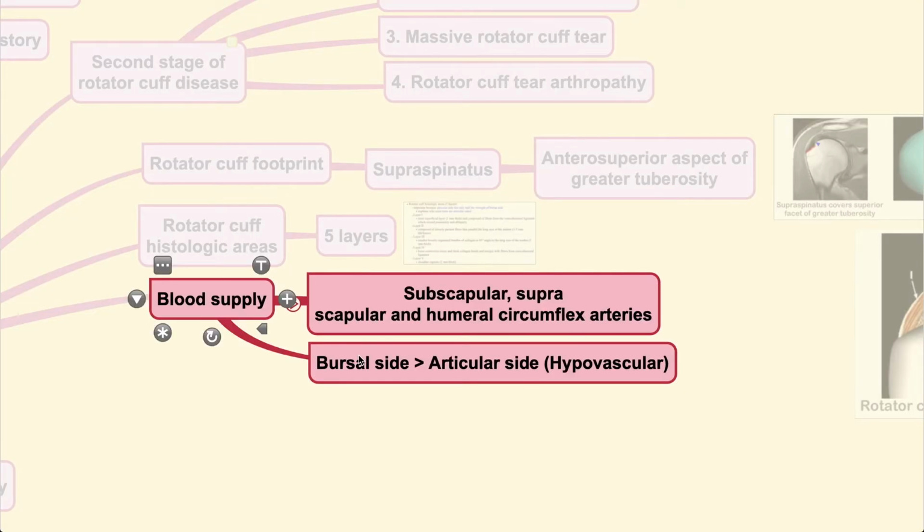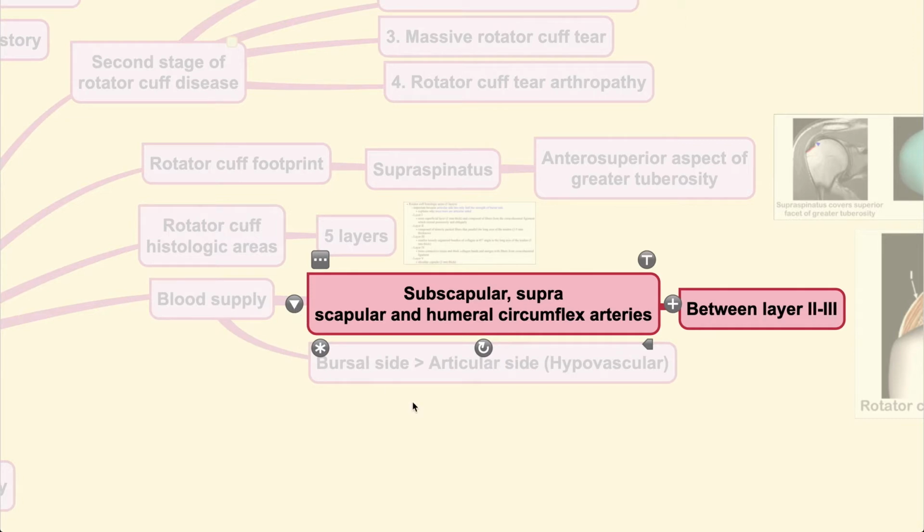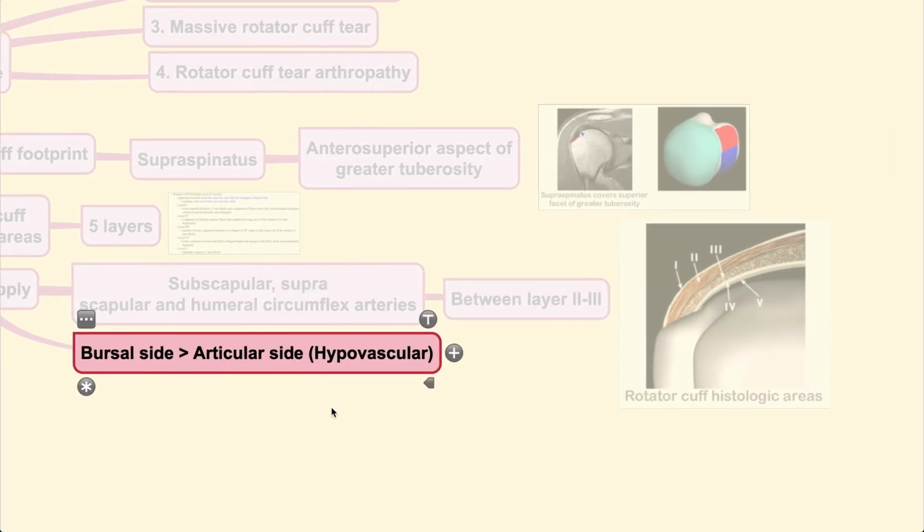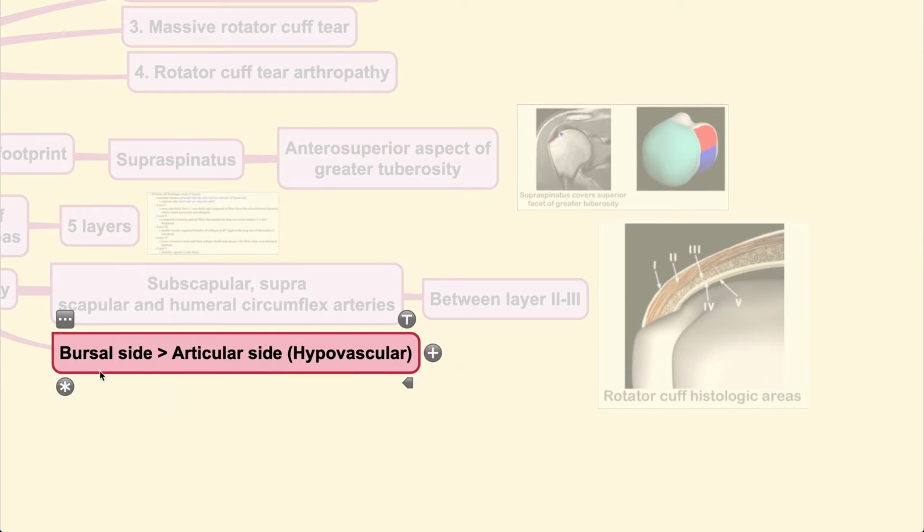Now, the blood supply of the rotator cuff comes from several sources, while most of it goes to the area between the second and the third layer: the subscapular, the suprascapular, and the humeral circumflex arteries. Knowing this, we could say that usually the bursal side is more vascular than the articular side, because remember once again that the layers go from outwards to inwards. So the layers 2 and 3 are closer to the bursal side, and the 5th layer is the layer that is closer to the articular side.